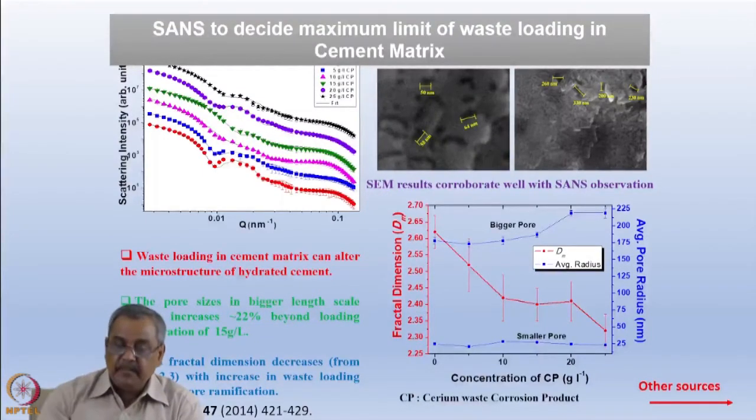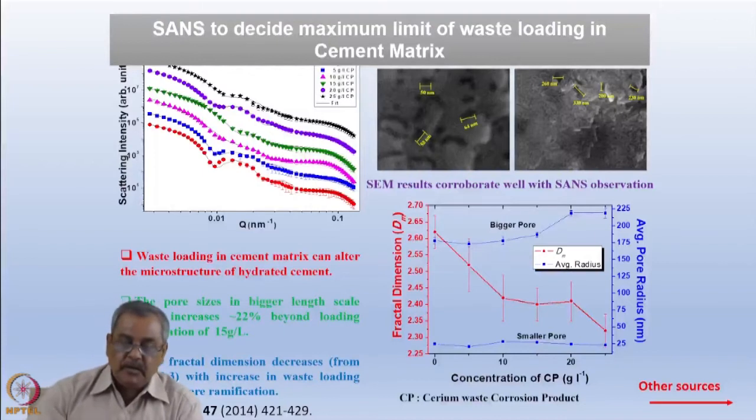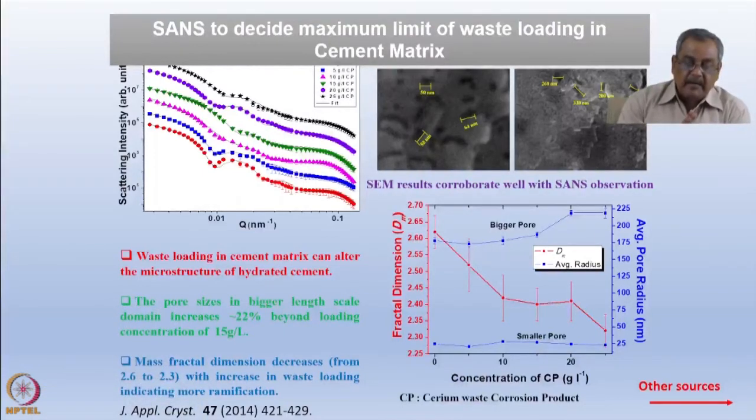Now, this same SANS machine has also been used to understand the waste loading in cement matrix. Waste loading is an important thing. In nuclear technology, when we run reactors, we create lots of waste, nuclear waste, which needs to be first immobilized and then stored. They are immobilized in glasses. They can also be immobilized in cements, because cement has lots of pores.